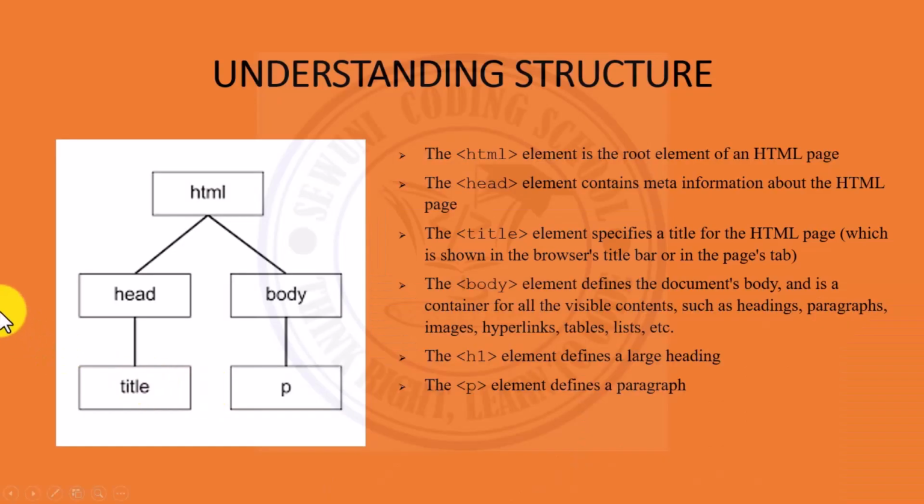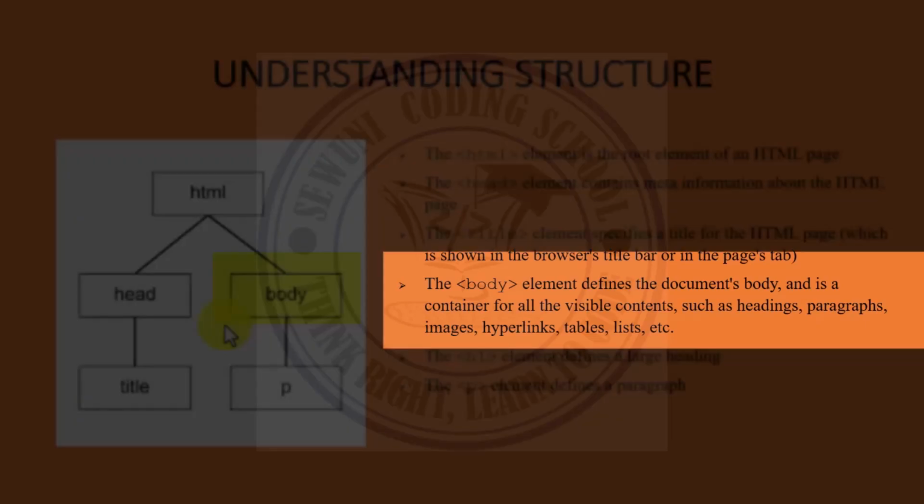Now let's go to the body, which is another child of the HTML element. Now everything you see on your browser, apart from the title bar, every other thing, your paragraphs, your images, your videos, almost everything at all that you see on your web browser is embedded in the body.